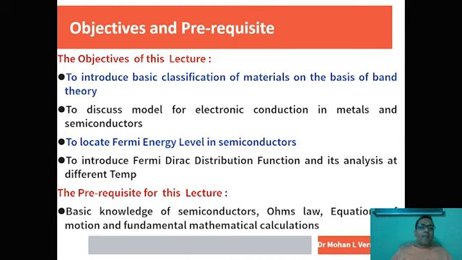Objective and prerequisites of these lectures. The objectives of these lectures are to introduce basic classification of materials on the basis of band theory, to discuss the model for electronic conduction in metals and semiconductors, third, to locate Fermi energy levels in different semiconductors, and to introduce Fermi Dirac distribution function and its analysis at different temperatures. For the prerequisite, to understand this lecture thoroughly, I expect from the student that they have a basic knowledge of semiconductors, Ohm's law, equations of motion, and fundamental mathematical calculations.